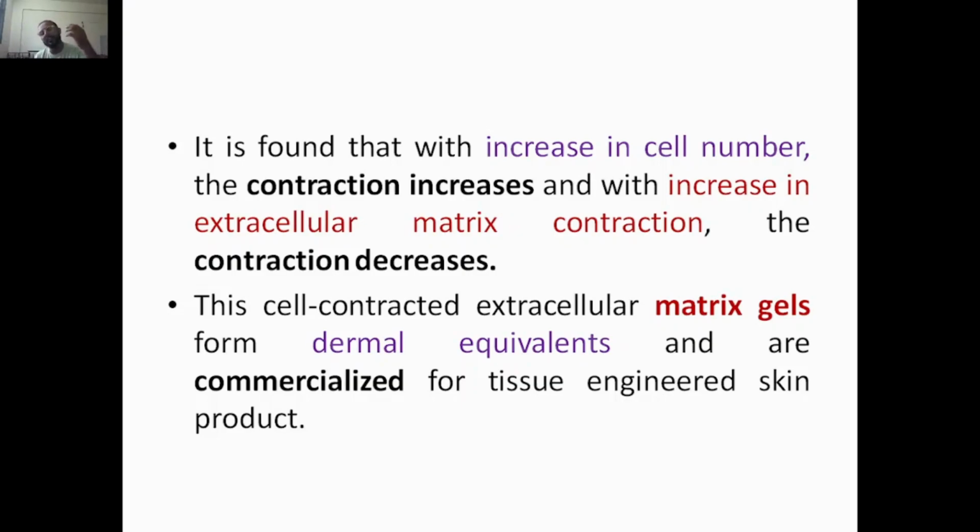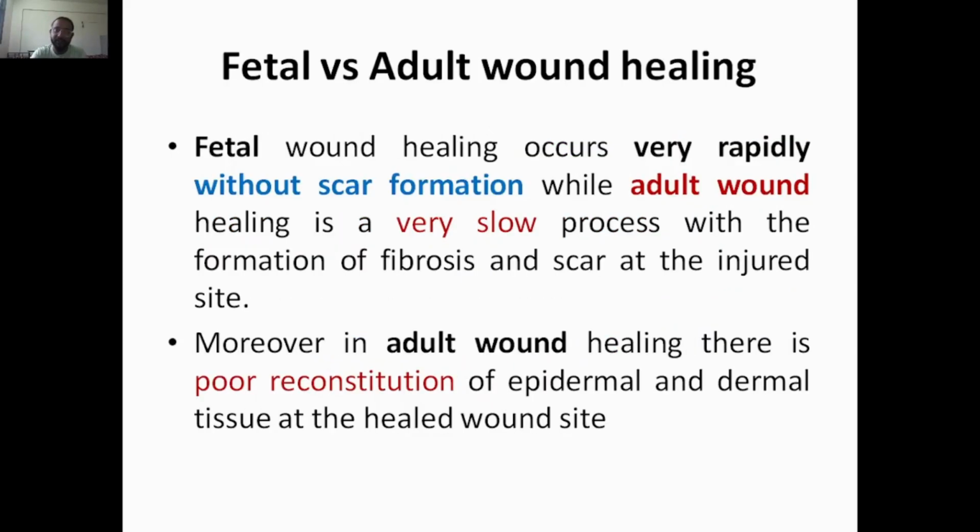So these cell contracted extracellular matrix gels form a dermal equivalent. That means with the help of this contraction mechanism, the gels form a dermal equivalent and are commercialized for tissue engineered skin products. For dermal equivalents it can be used. So that was about the engineered wound healing.